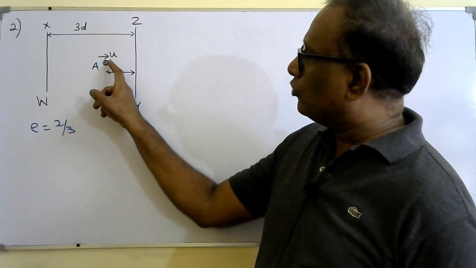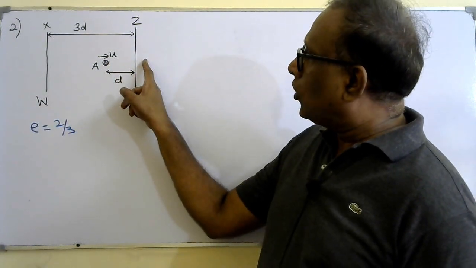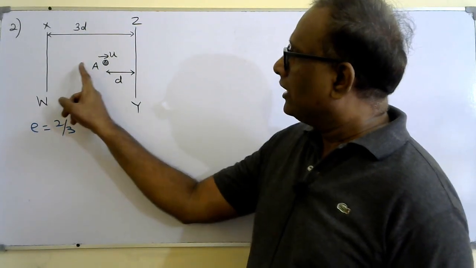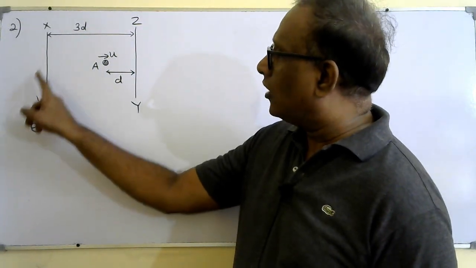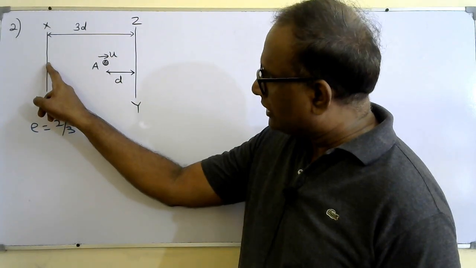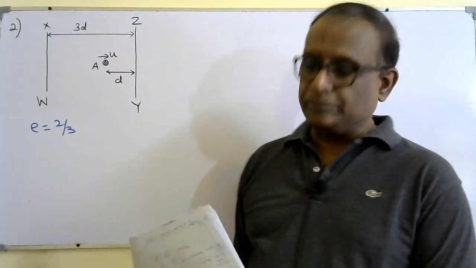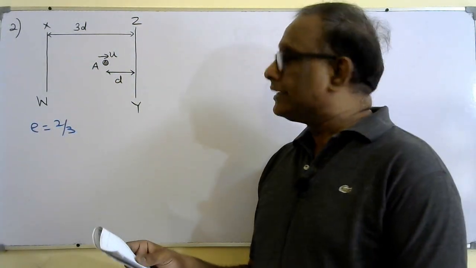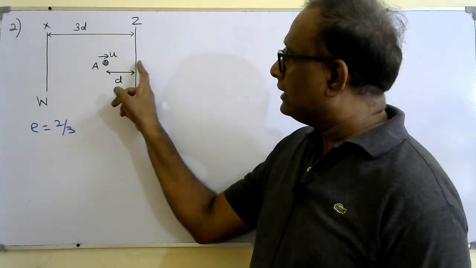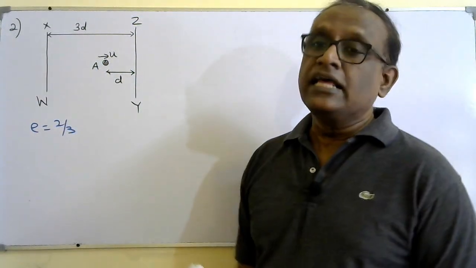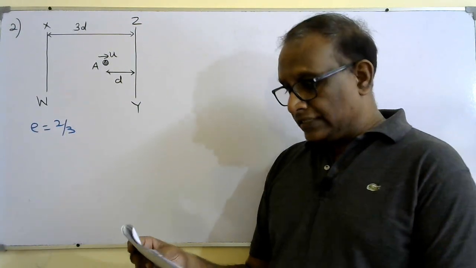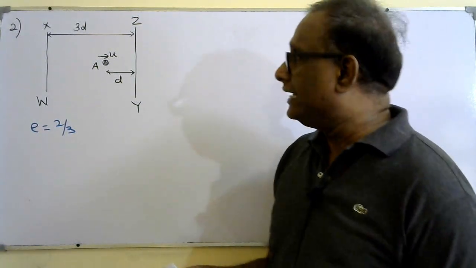The question asks for the time taken for the particle to move from A, bounce off each wall once and return to A. So A is moving from here, hitting the wall YZ, bouncing off, then moving towards wall WX, bouncing off and returning to the same initial point A. The total time taken for that motion is capital T1. Find T1 in terms of d and u.